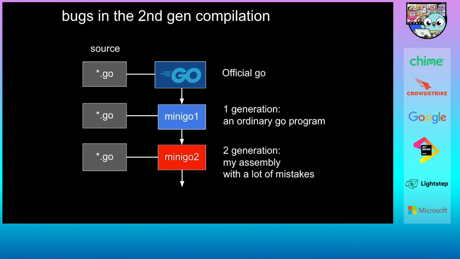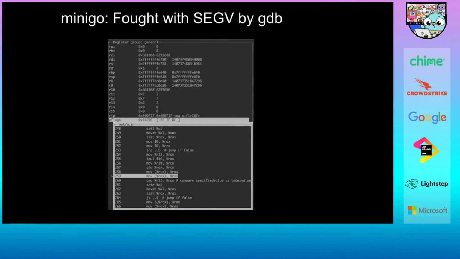Because, as I explained, the first generation compiler is just an ordinary Go program. But the second generation compiler was made from my assembly code. It had a lot of mistakes. I fought with segmentation faults with GDB. I was fixing a couple of segv bugs every day. But thanks to this experience, I learned to use GDB.